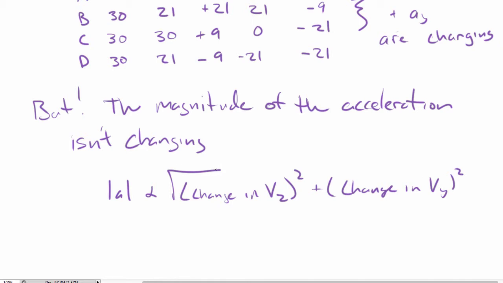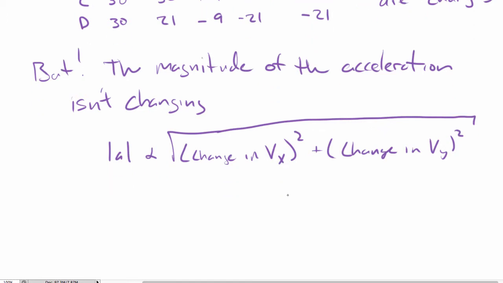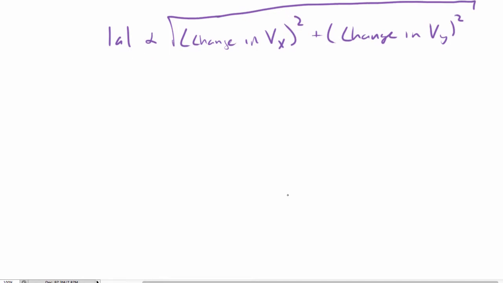So the question is, if you add those two things together, the change in Vx squared plus the change in Vy squared, and take the square root, is that constant? And for uniform circular motion, I can tell you it is. All right, let's take a look at this really quick though.